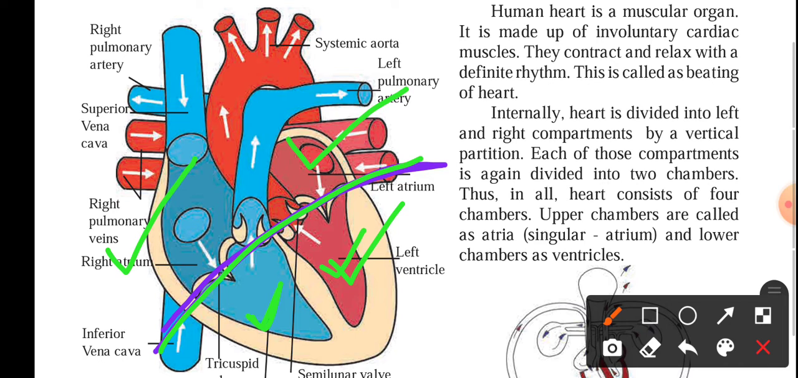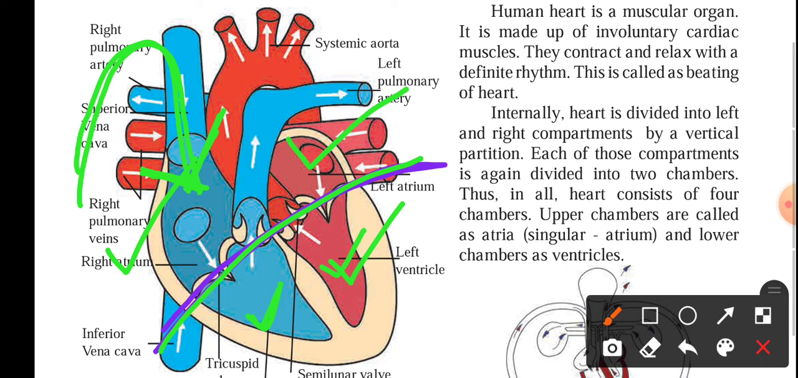Now, the right side of the heart contains deoxygenated blood, meaning the blood from the entire body is collected and brought into the heart, into the right atrium. First we will see how the blood goes inside the heart. This blood enters the right atrium from the entire body.